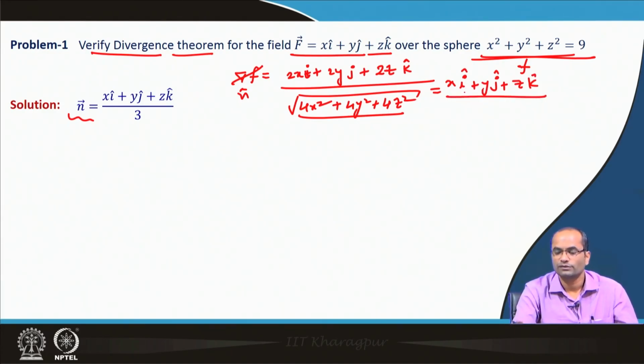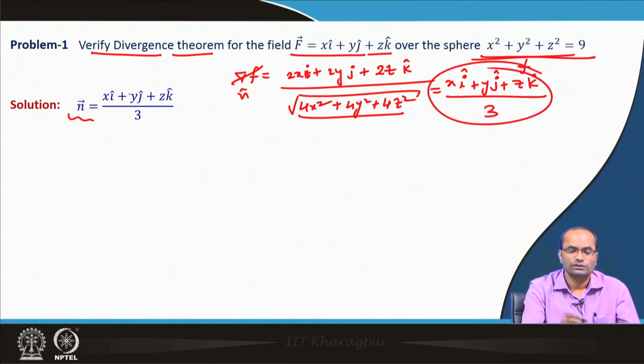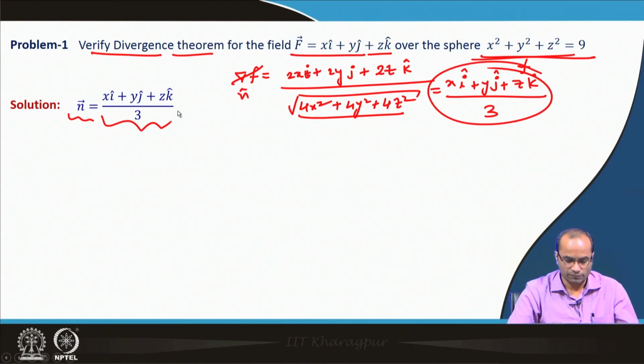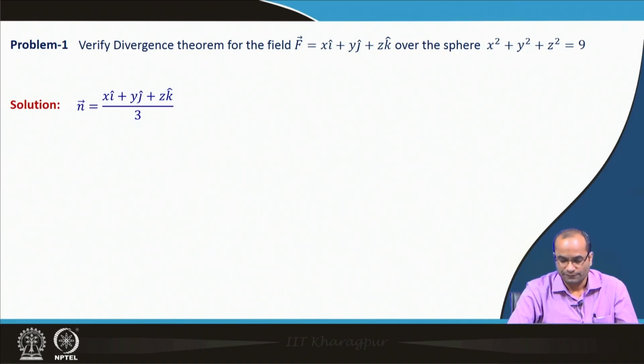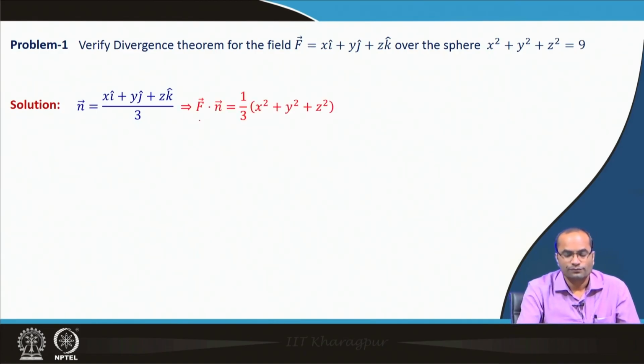So, we have x square plus y square plus z square, that is 9. So, which is 3 here. So, this is what we have written, the unit normal vector is x i, y j and z k divided by 3. So, now the f dot n we can compute because we need it in the surface integral.